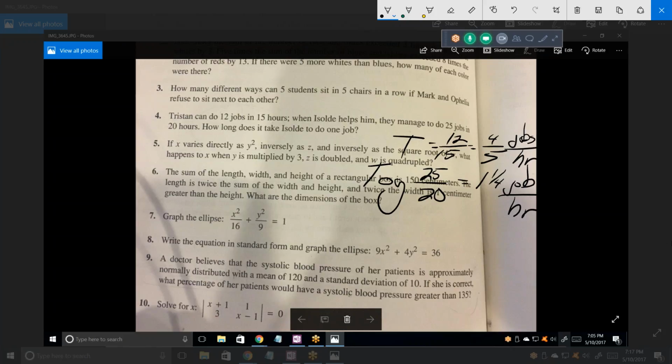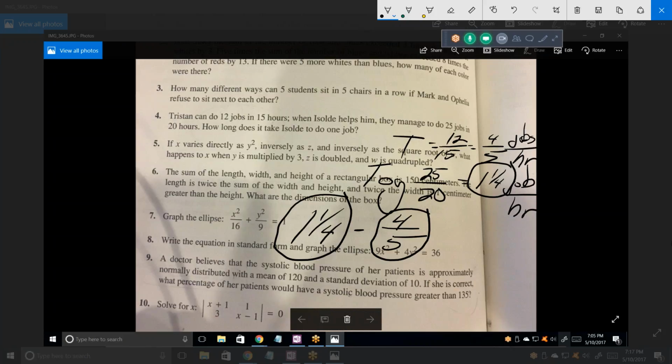Well, if Tristan can do 4/5 of a job all by herself, and working together they can do 5/4 of a job, then how much is Isolde doing? It's 1 1/4 minus 4/5. In other words, this is what they're doing per hour working together. This is what Tristan does per hour working alone. So the difference between these two numbers has to be what Isolde is doing.